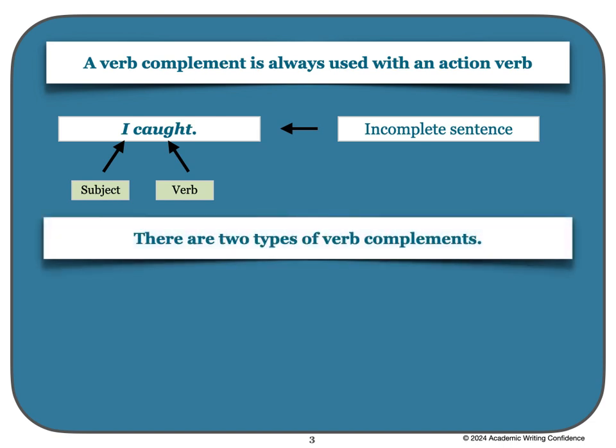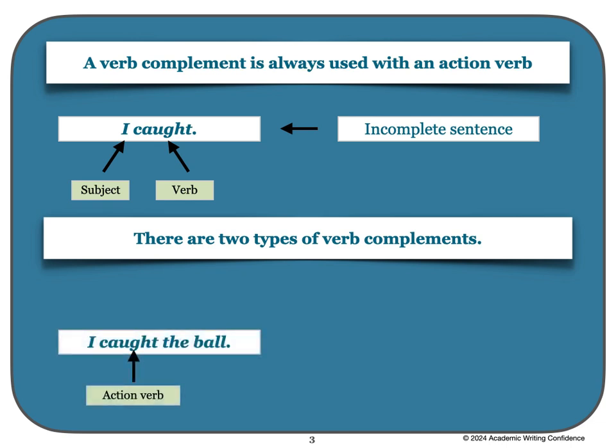There are two types of verb complements. The first is as in this sentence. I caught the ball. We have an action verb, caught, and a direct object, the ball. I caught what? I caught the ball.